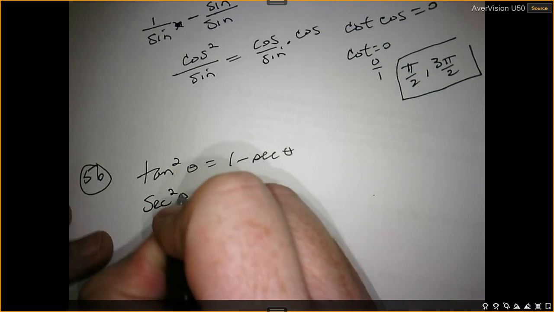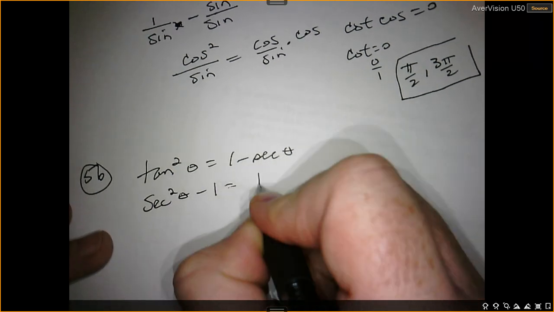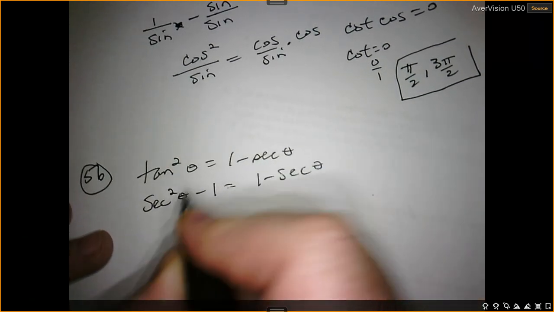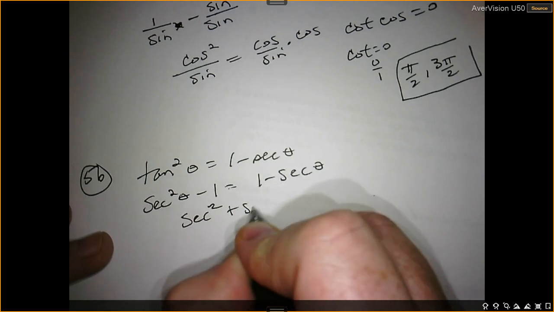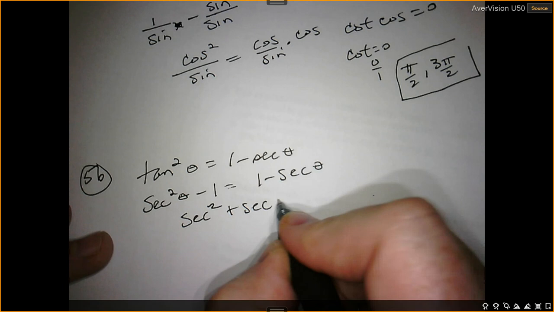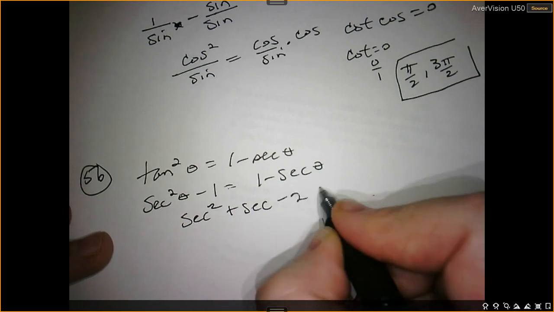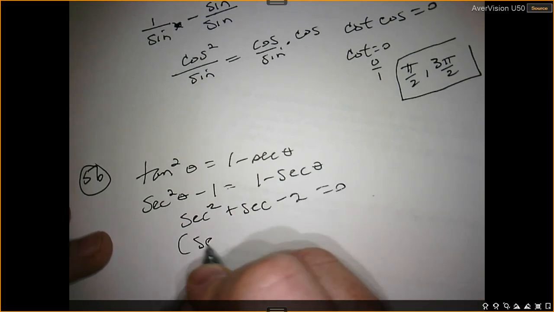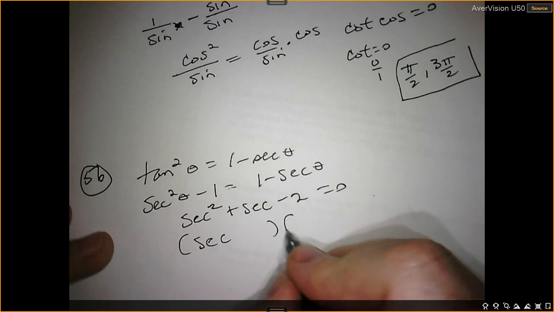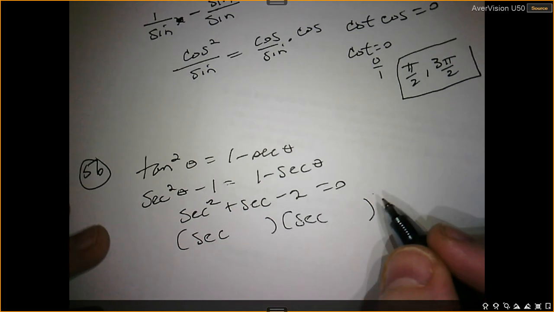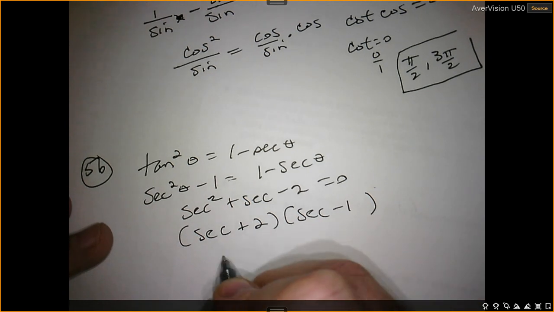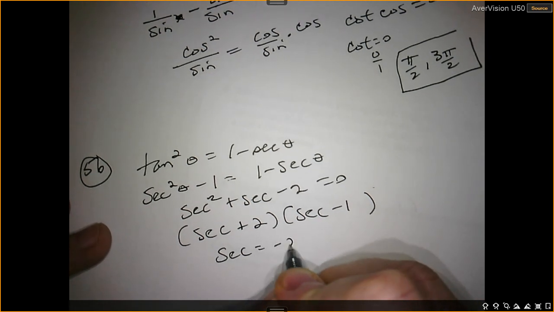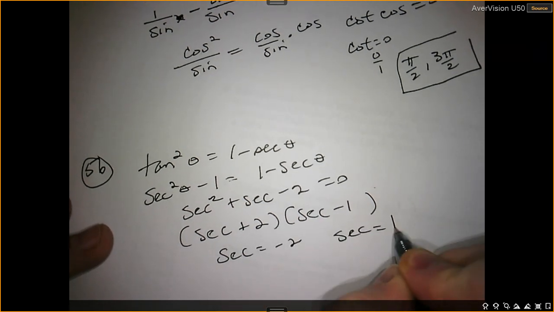So secant squared theta minus 1 equals 1 minus secant theta. Set it equal to 0. So plus secant theta minus 2, because you subtract the 1 over. Then you'll factor. So it's going to be times 2, so plus 2 minus 1, the bigger number. So secant equals negative 2, secant equals 1.